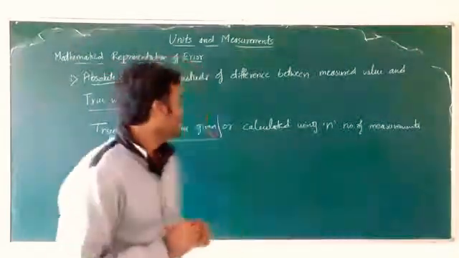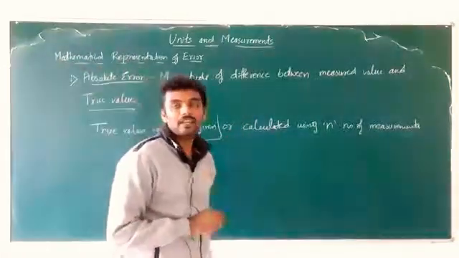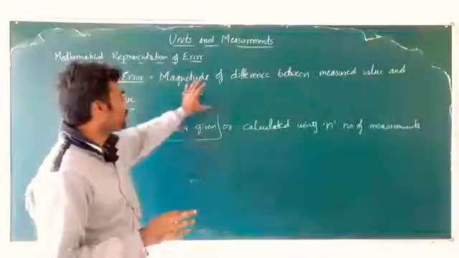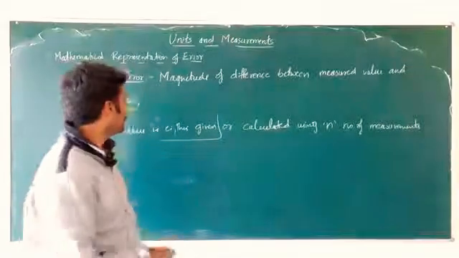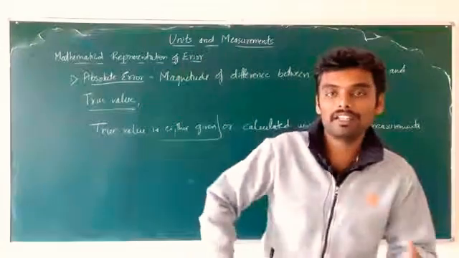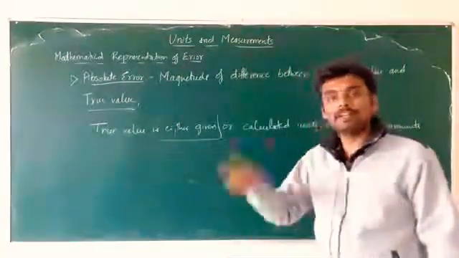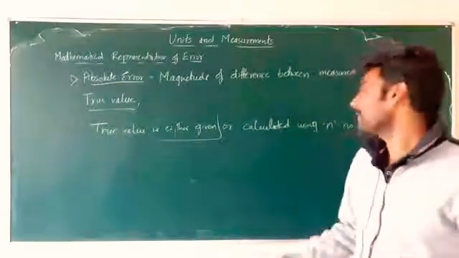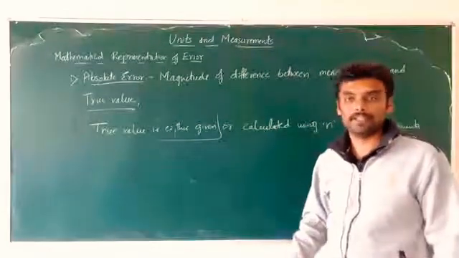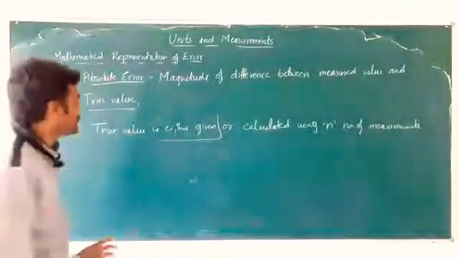Clear with this? So true value is either given or calculated using n number of measurements. Clear? So when it is given, it is easy. We will take the true value, compare it with the measured value. That will give us the error. When we do not have the true value, we need to measure the quantity n times and get the true value by taking the mean of those n values, and then that mean itself acts as the true value. Clear? Fine. So let me take an example so that it becomes clear for you.